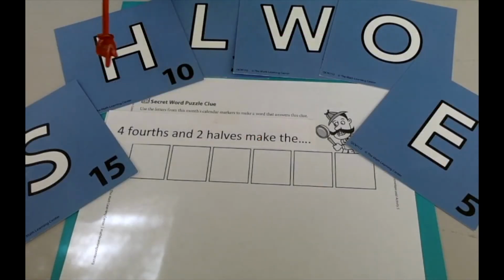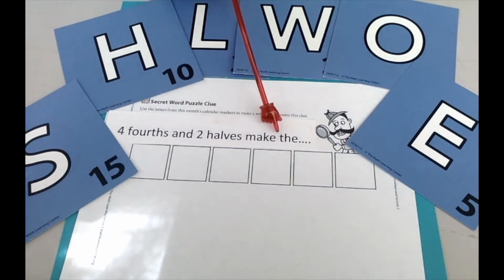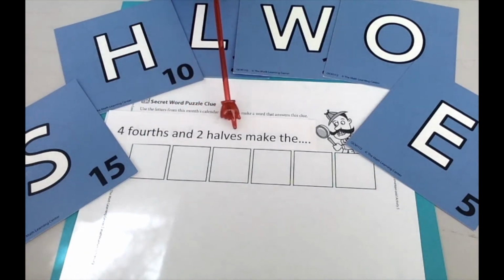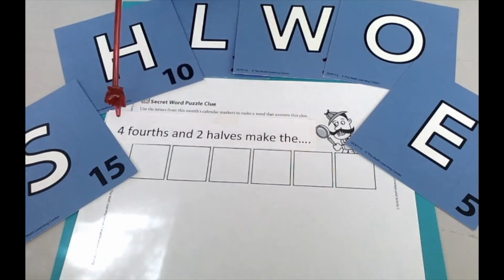During the month, our calendar had some letters. We had 6 letters. We had an S, an H, an L, a W, an O, and an E. And those letters are going to be used to solve a riddle. First I'm going to read the riddle, and then we're going to work together to unscramble these letters to make an answer for our riddle. The riddle reads, 4/4 and 2/2 make the something. We've been talking a lot about fractions, and I want you to think about what 4/4 make.